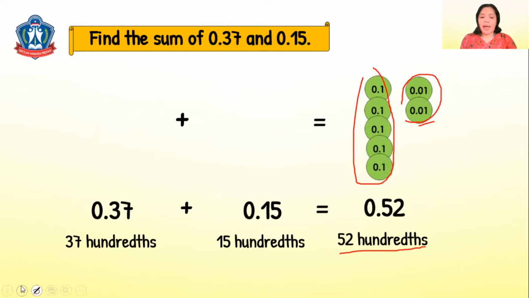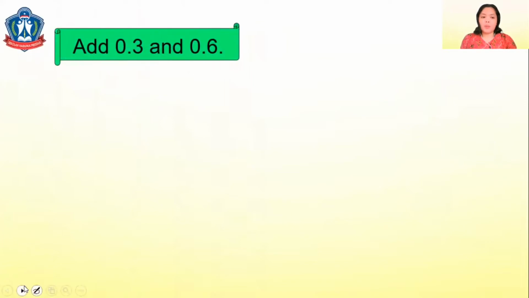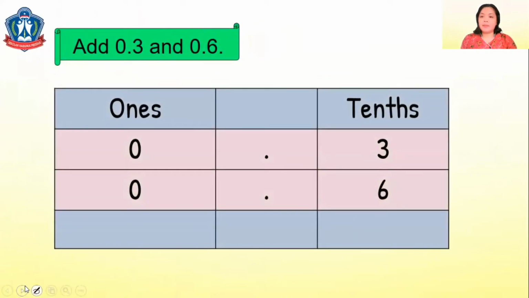We can also add decimals using the table. We can place the decimal numbers in their place value. So 0.3 plus 0.6. So we have the tenths, the decimal point, and the 0 left of the decimal point, that is ones. Again, if we add, we start from the right side. So we will add the tenths. 3 tenths plus 6 tenths is equal to 9 tenths, then the decimal point, then 0. So the answer is 0.9.